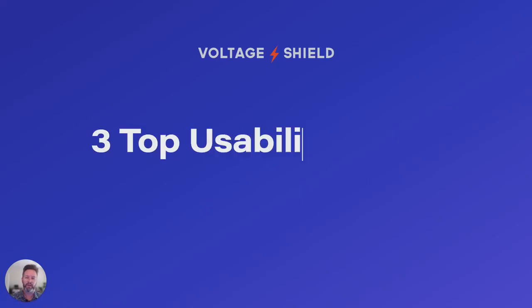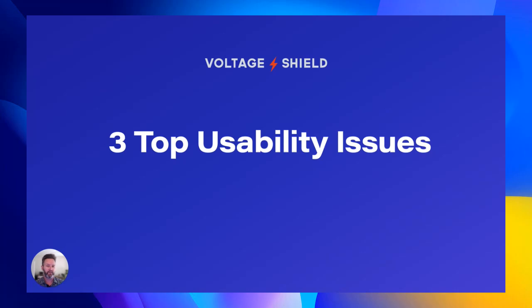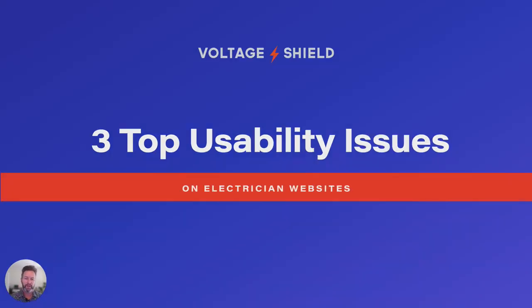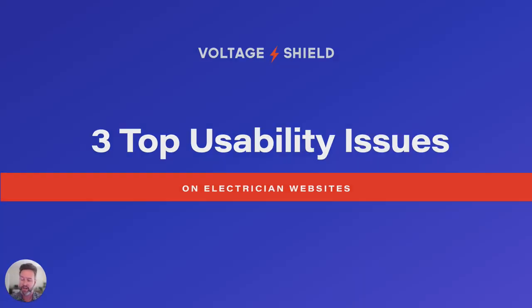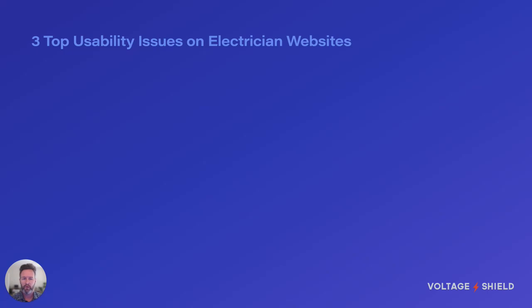Today I want to talk about 3 of the top usability issues I see on electrician websites. So if you're not familiar with the term, usability is all about how easy it is for someone to use a website, to find the information that they're looking for, or to take an action that they want to take. Okay, let's get into it.